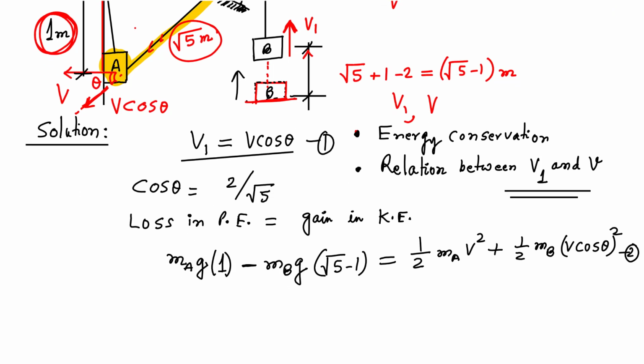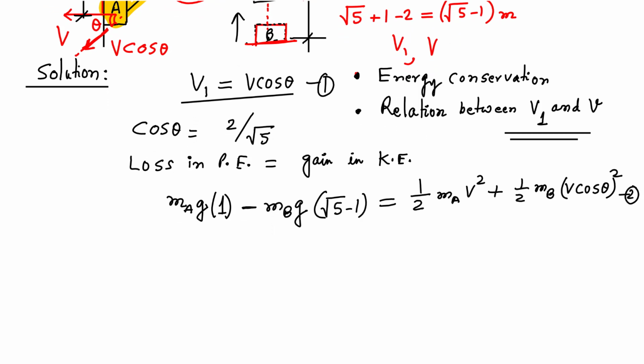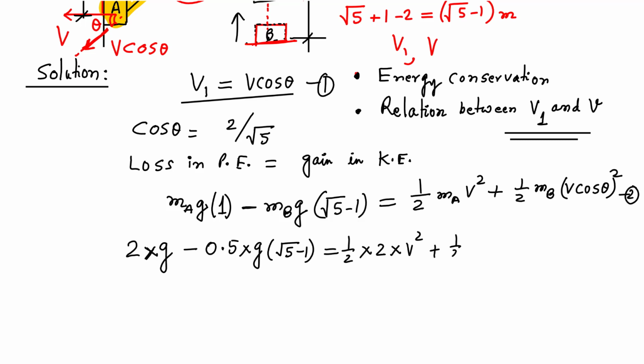So now let us plug in the values of masses. Mass A is 2 kg. So 2 times g, minus 0.5 times g, root 5 minus 1, and this is half times mass A, 2 kg, V square, plus mass B is 0.5 kg, and V square, and cos theta is how much? Cos theta is 2 by root 5, so cos square theta will be 4 by 5.